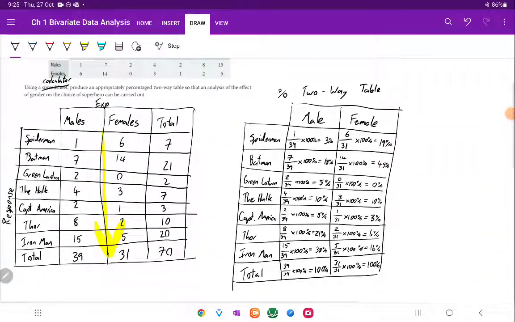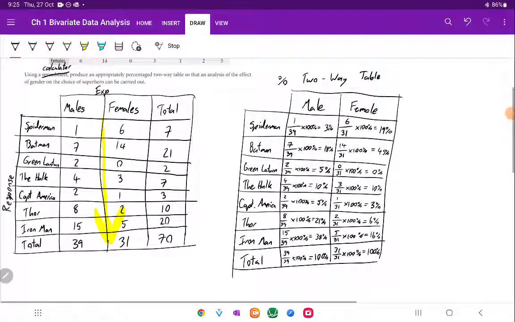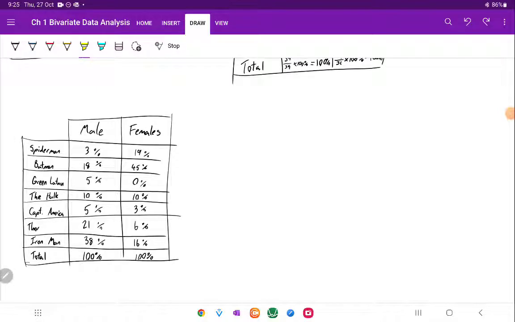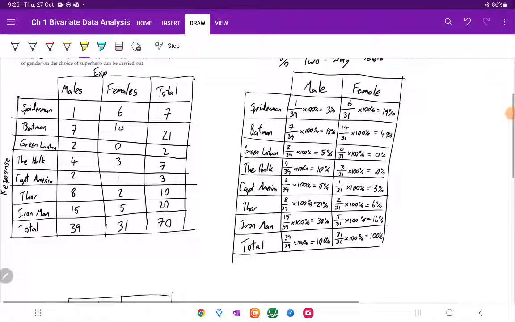Okay, so let's go back to the original table just for a second and see what our hypotheses might be. So for example, we can see that just about the same number of men like the Hulk as females do. There's only one difference. However, from a numerical standpoint, 4 is bigger than 3. So we would expect that males like the Hulk better than females. But when we look at the percentages, it's actually 10% each. And this is because, although there are more boys who like the Hulk than girls, there are just more boys than girls. So comparing the raw number doesn't make sense.